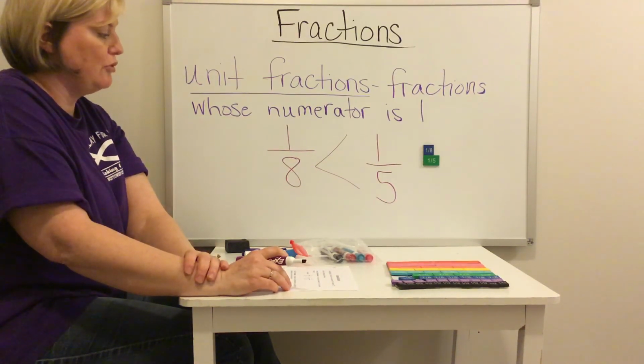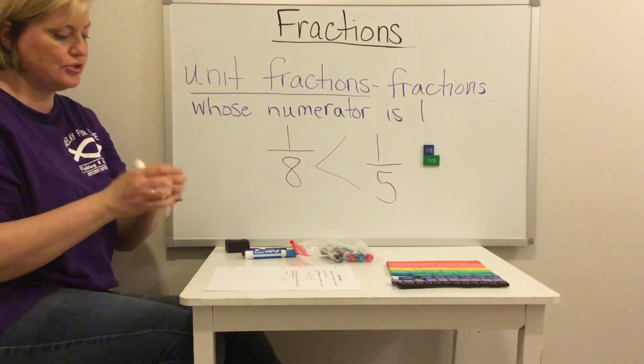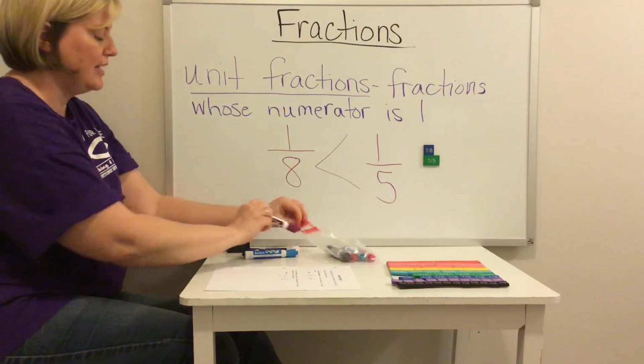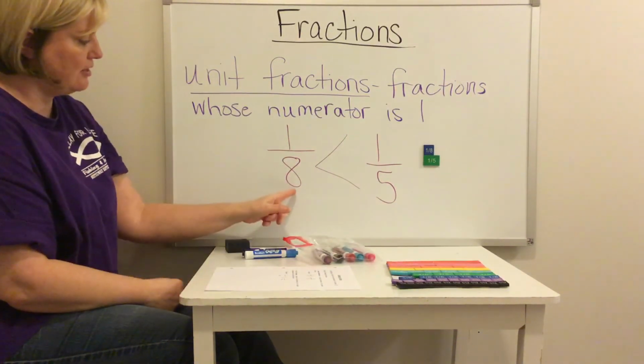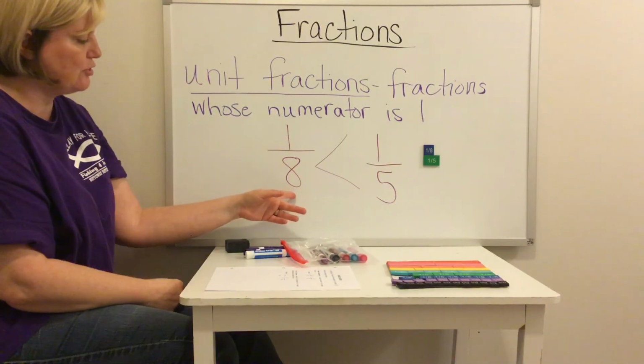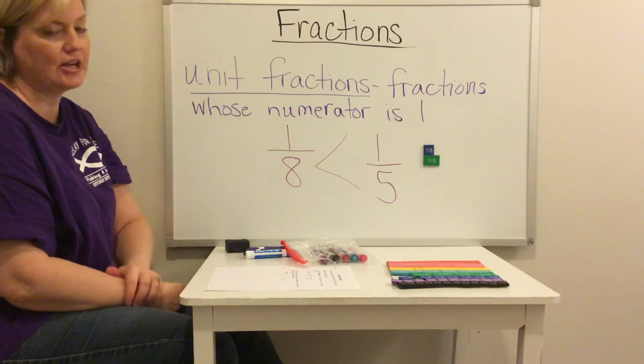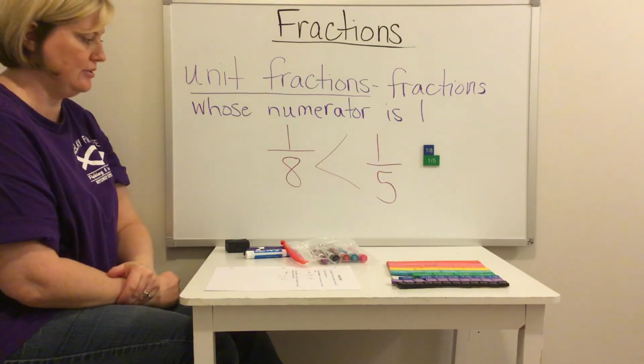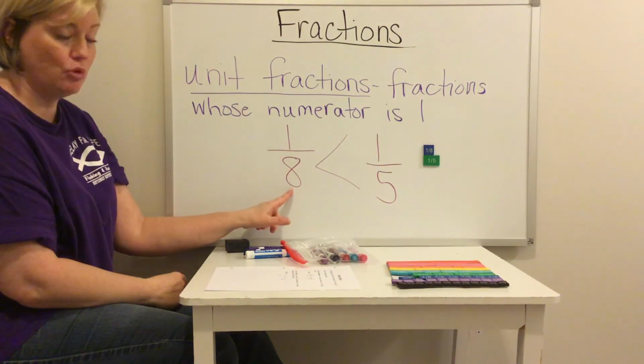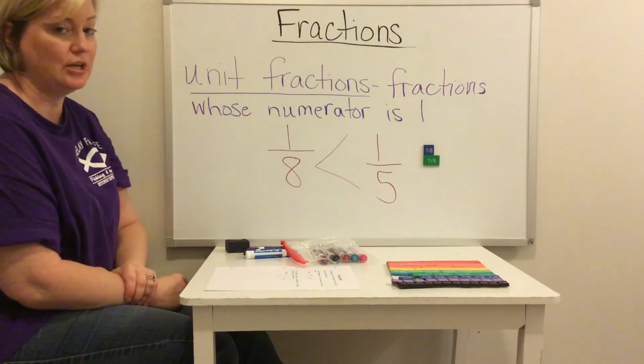So with unit fractions, it's kind of backwards from what you might expect. You might expect that, oh, well, there's an 8 there, so that's bigger than 5, so this is the bigger fraction. It's actually the opposite. You're dividing the figure into more pieces, so the pieces are going to be smaller.